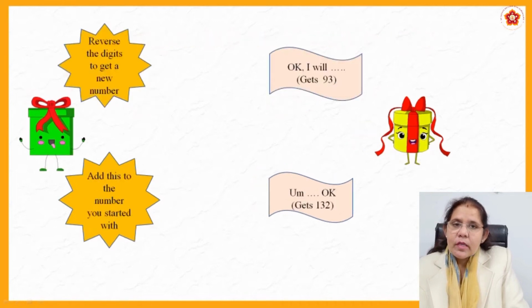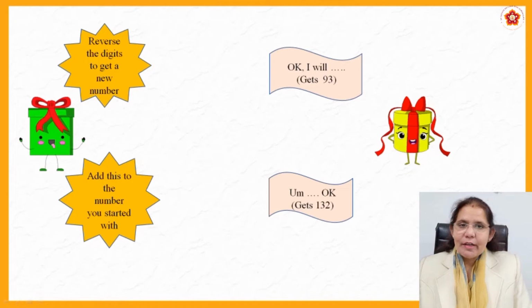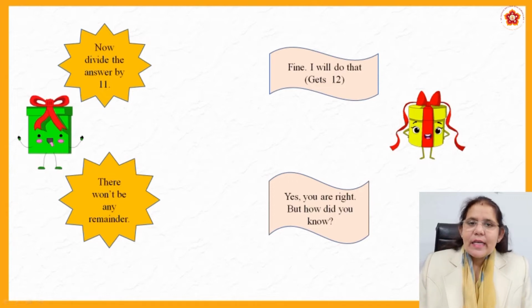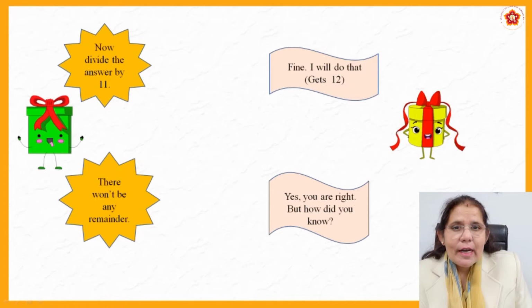Next, Steve said, reverse the digits to get a new number. Okay, I'll do that, was Oscar's reply. So she reversed the number and got 93. Then Steve said, add this to the number you started with. So Oscar added 39 and 93 and got 132. Next, Steve said, now divide the answer by 11 and there will be no remainder left.